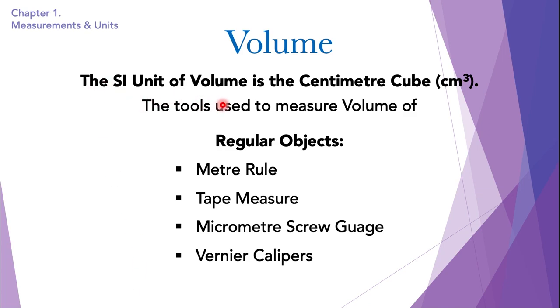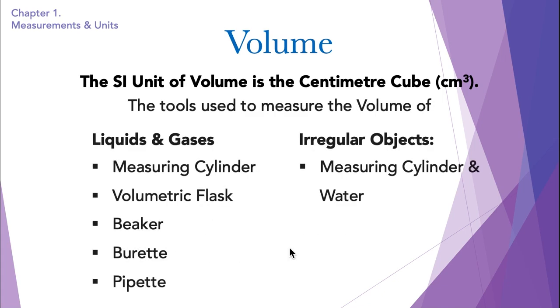So the SI unit of volume is the centimeter cube, cm cube. The tools we use to measure volume of regular objects are the Metre Rule, tape measure, micrometer screw gauge, and Vernier calipers, all of which we use for measuring length as well. And the tools we use to measure the volume of liquids and gases are the measuring cylinder, volumetric flask, beaker, burette, and pipette. Burette and pipette are used to measure small and accurate values. And the tools we use to measure the volume of irregular objects are the measuring cylinder and water method. Let me explain this in a moment, but let's first understand how we measure the volume of regular objects.